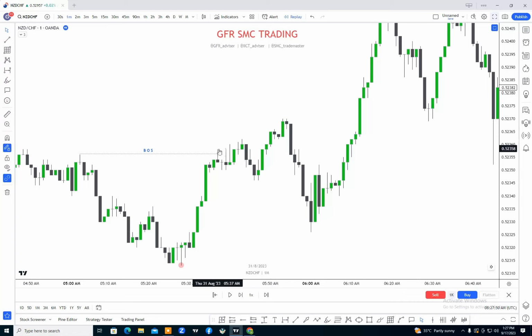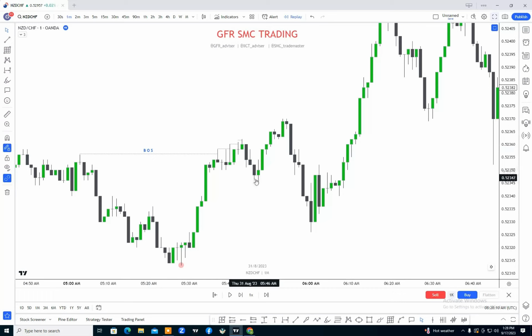Now here the market has just swept the liquidity. In the next candle, the market again swept the liquidity. The third candle again swept the liquidity. Fourth candle again swept the liquidity. That means until this high, the market did not confirm our breakout of structure.